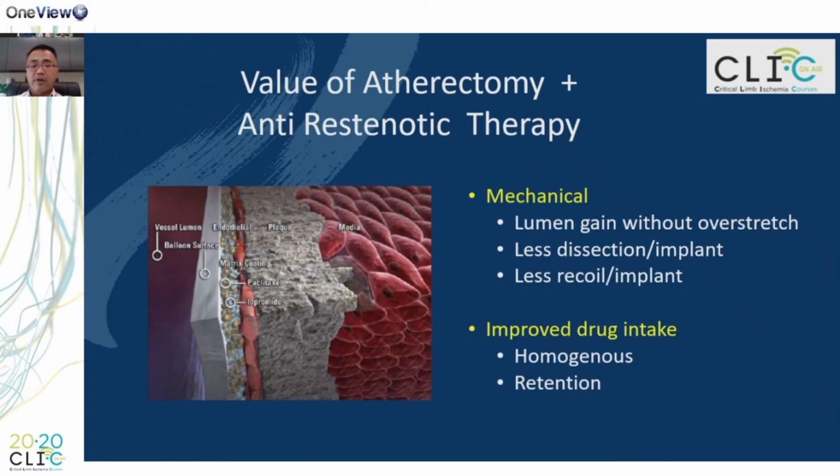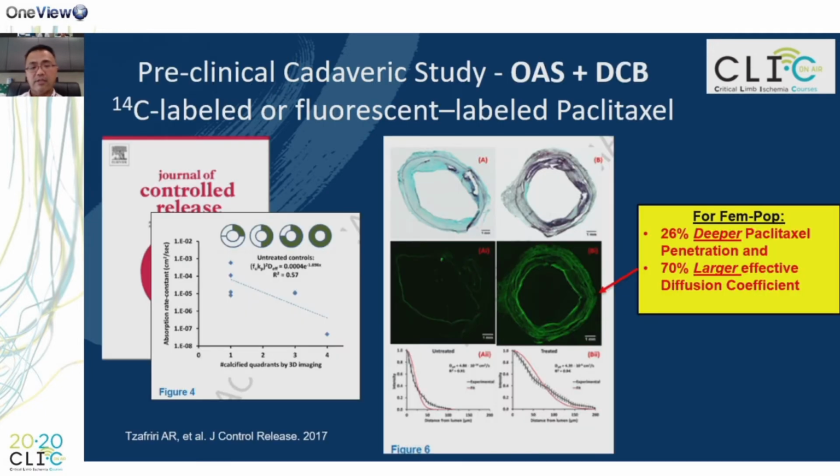How about a combination of atherectomy and drug-coated balloon? Maybe the value is in reducing the mechanical effects of recoil with atherectomy, in combination with improved drug uptake that could be more homogeneous and could help better retain the drug within the wall. Next slide, please. Some evidence from preclinical cadaveric studies. This is orbital atherectomy with drug-coated balloon. And for the FEMPOP, a combination with orbital atherectomy did show a better, deeper penetration of the drug, as well as a better diffusion coefficient. Next slide, please.